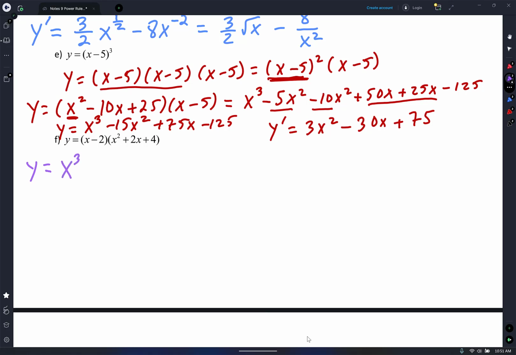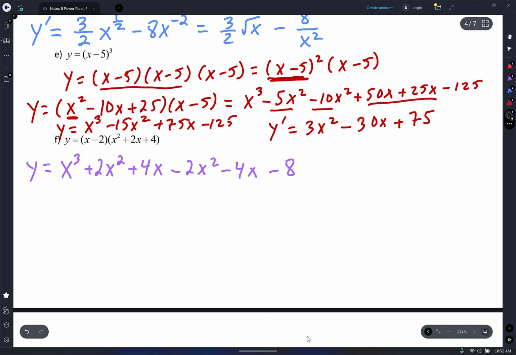X cubed. X times 2x, 2x squared. X times 4, 4x. All right, that's it. You drop the x, go to the negative 2. Negative 2 times x squared. Negative 2 times 2x. Negative 2 times 4. Look what zeroes out. Do the 2x squared zero out? Do the 4x's zero out? Are you shocked that you got x cubed minus 8? No.